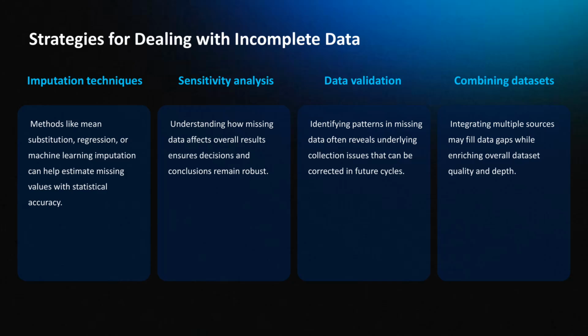sensible imputation techniques ranging from mean substitution to machine learning approaches can estimate missing values, while sensitivity analysis checks how those choices affect results. Validating patterns in missingness and combining complementary datasets can also fill gaps and improve overall data quality for better conclusions.